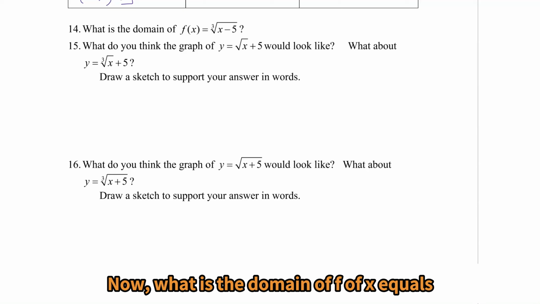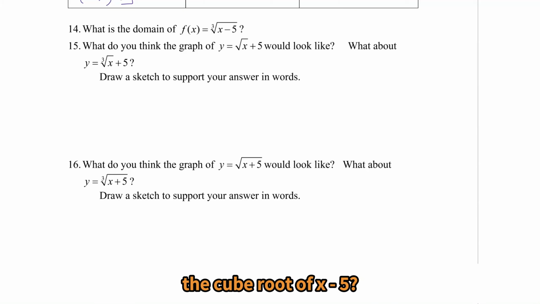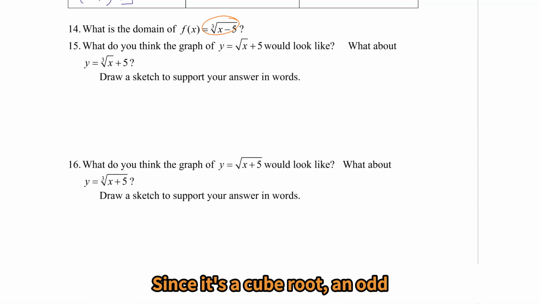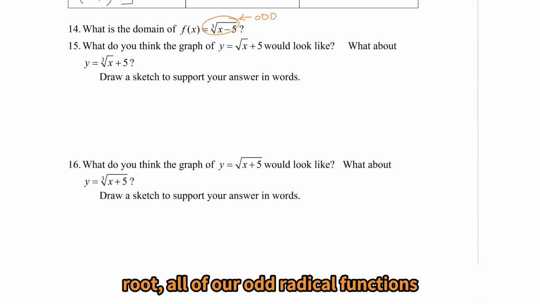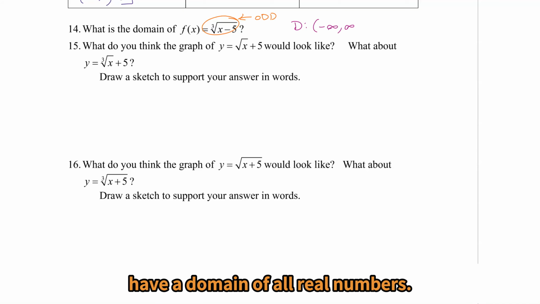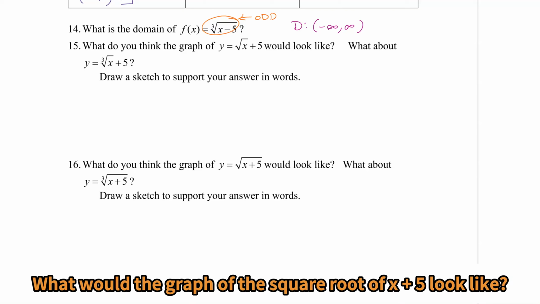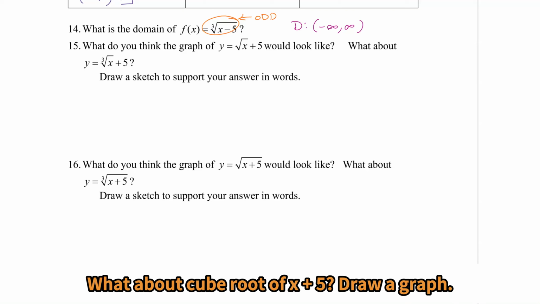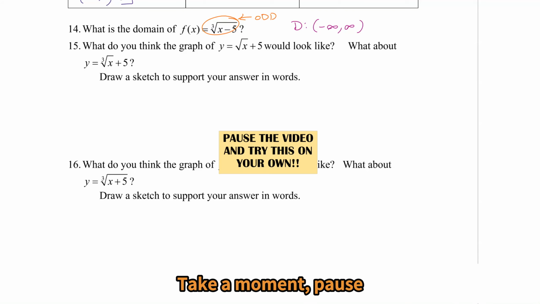Now, what is the domain of f of x equals the cube root of x minus 5? Since it's a cube root, an odd root, all of our odd radical functions have a domain of all real numbers. What would the graph of the square root of x plus 5 look like? What about cube root of x plus 5? Draw a graph.